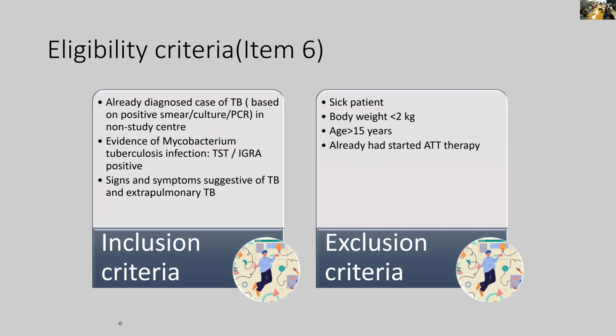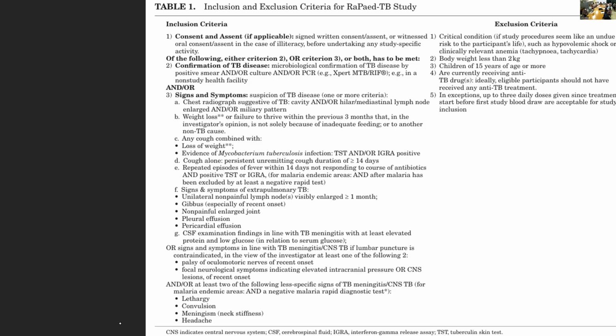Now the next thing is, what were the eligibility criteria? The inclusion criteria included any child who was referred to our center who was already confirmed with TB, either by Xpert or culture. Second was whether the child had latent TB, like the tuberculin skin test was positive or IGRA was positive. Third was whether the child had signs and symptoms of TB. The exclusion criteria ruled out all sick patients who could not undergo those initial tests, body weight less than 2 kilos, age more than 50 years, and any child who had already been started on anti-tuberculosis therapy. So this is the full inclusion and exclusion criteria, which is very good.